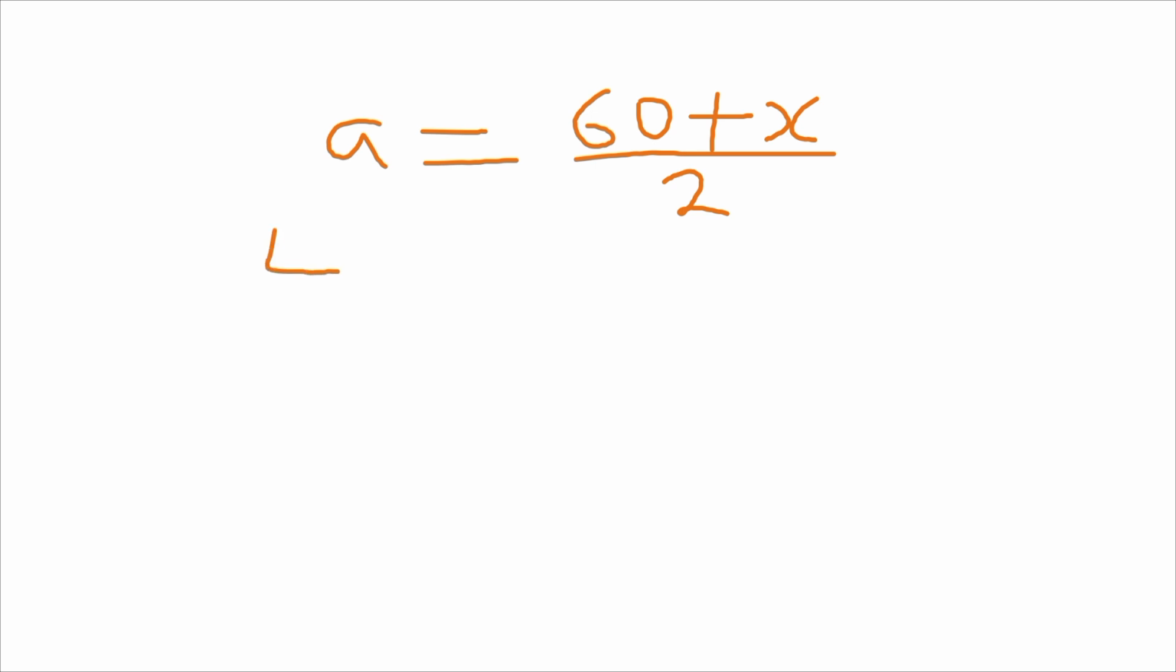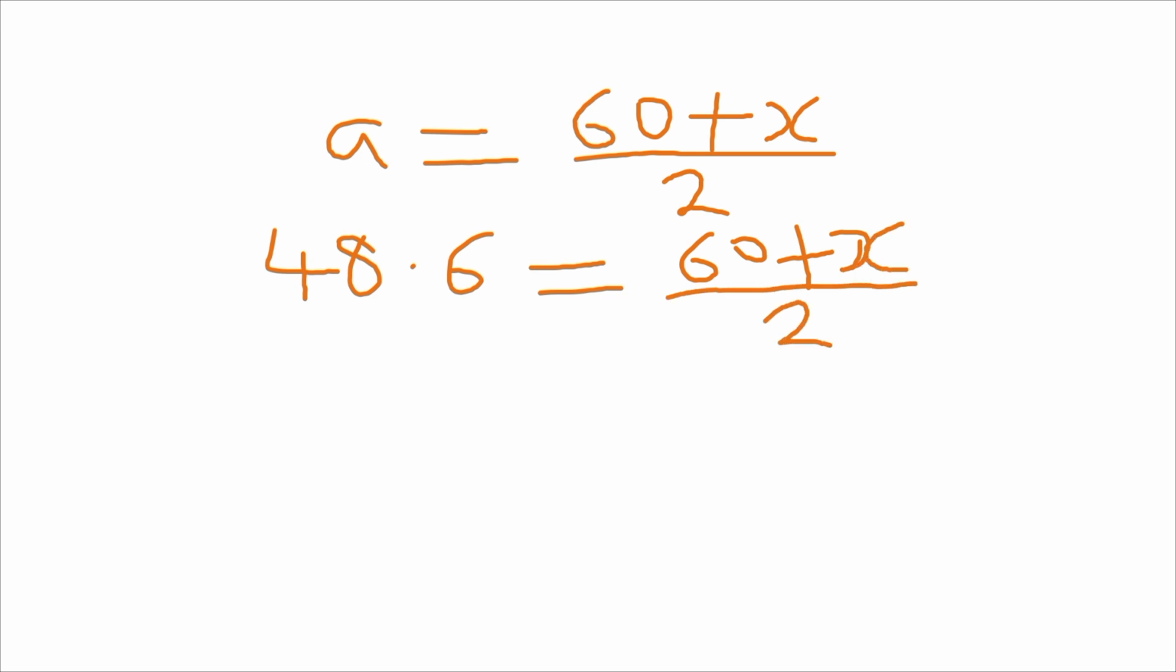So recall that a was taken to be 60 plus x all over 2. So I'm going to put in the value of a now. We got a as 48.6. So that will be equal to 60 plus x all divided by 2.